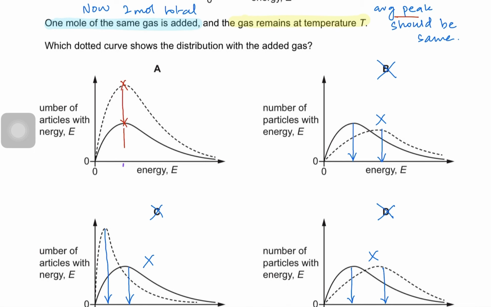Graph 2 has more particles. That is why it has a higher area under the curve. You can see the blue and yellow curves have the same average value.